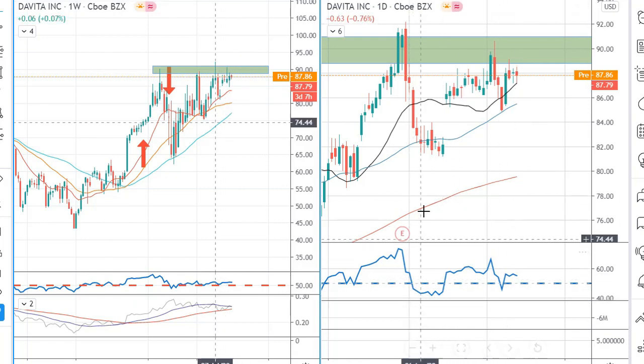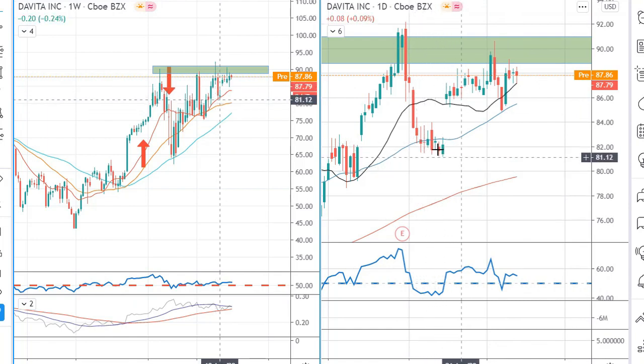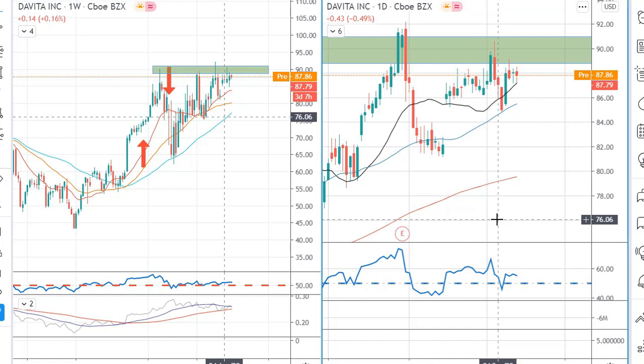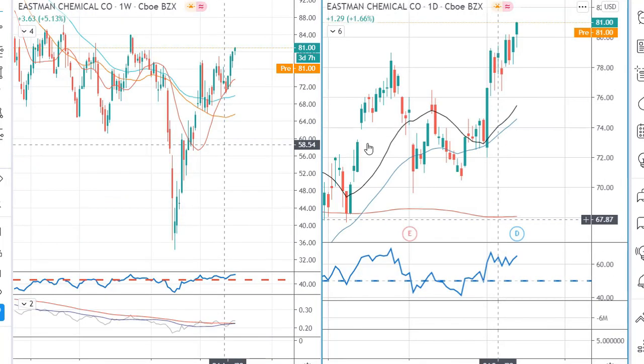You can also see that it drops below, it takes a dive down here, goes way below the 20 and actually also below the 50. And on the RSI, it gets way below the 50 line and it stays down there for a while. I don't like it. DaVita is not getting on my list right now.